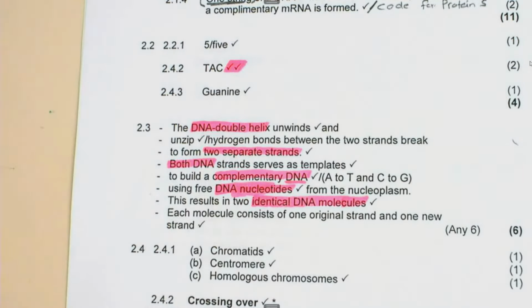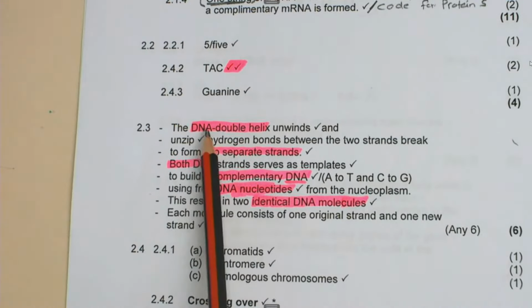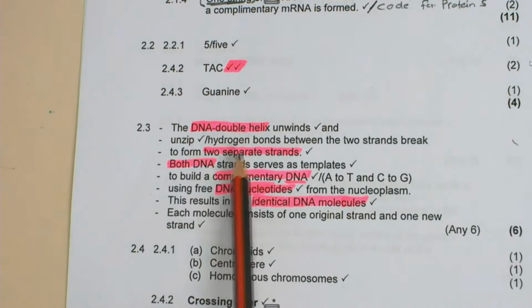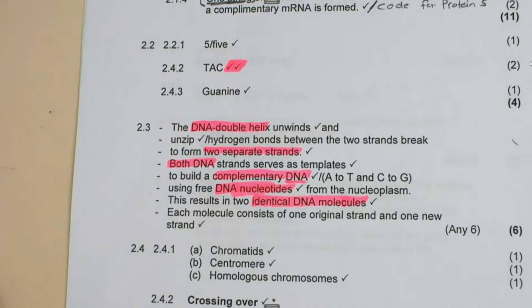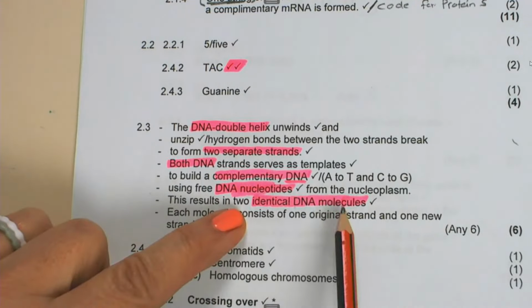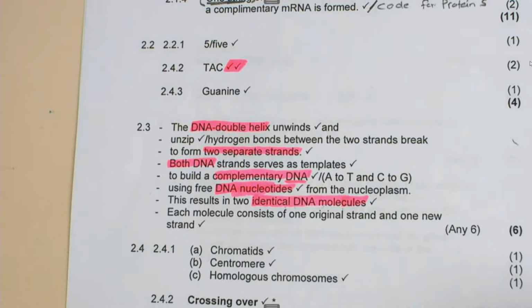Each one consists of the original strand and 1 new one. So very important: the DNA double helix, 2 separate strands are formed, both DNA, complementary DNA, not just nucleotides, DNA nucleotides, and identical DNA molecules or DNA chromosomes must be there.